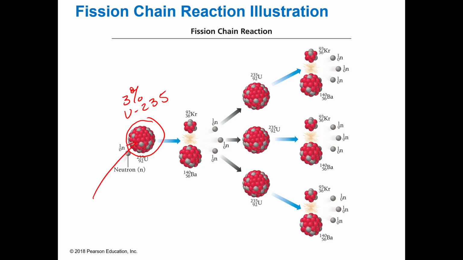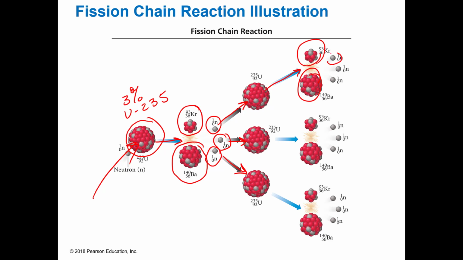And I hit it with a neutron. That neutron is going to cause it to split open, and it's going to form an atom of krypton and an atom of barium-140, okay? But the important thing is, in addition to that, it's going to eject 3 neutrons. Those 3 neutrons are then going to each find another U-235 atom, split that into krypton and barium, and produce 3 more.